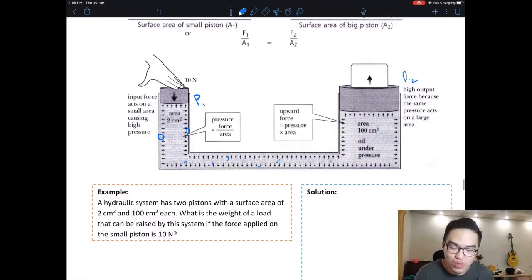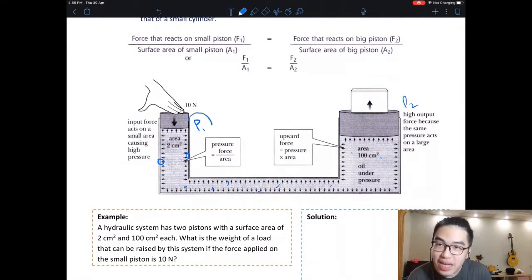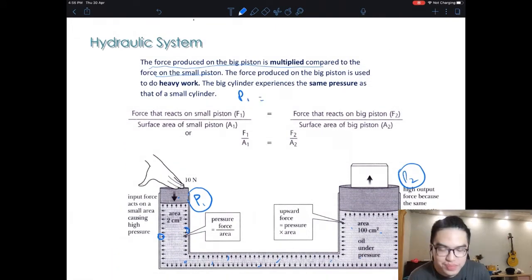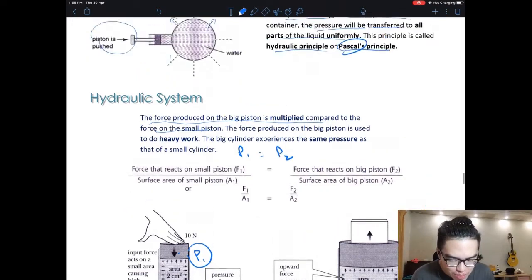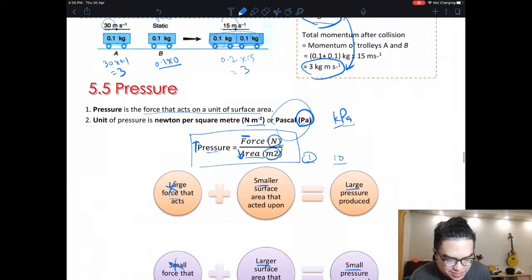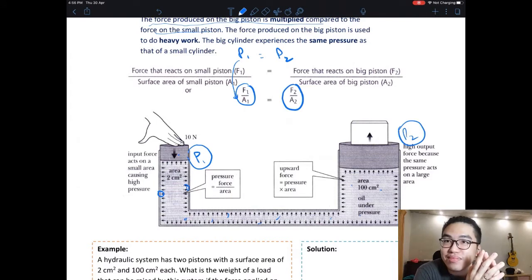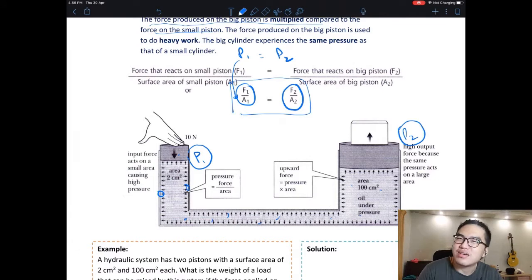That's why we come to this equation. Pressure at point 1 is the same as pressure at point 2. So basically, this is the Pascal formula. P1 equals P2. And last week, we learned that pressure is force divided by area. So we change this: F1 over A1 is equal to F2 over A2. Basically it's just changing P equals F over A. So you might ask, so what? That's the beauty of this.